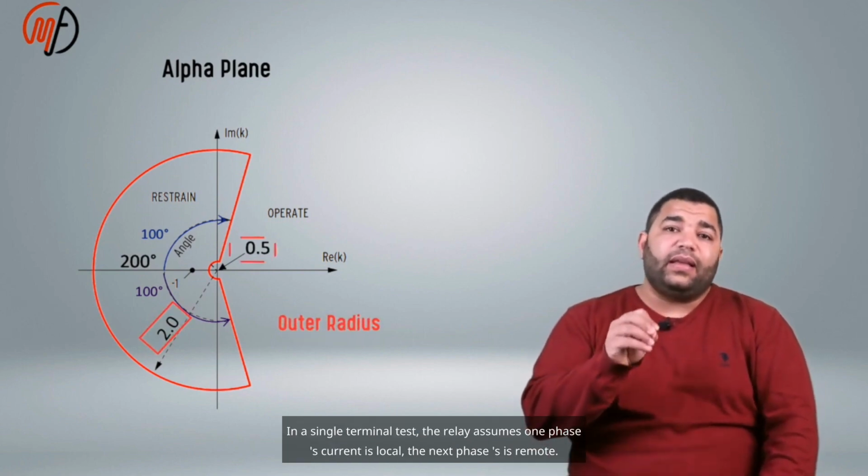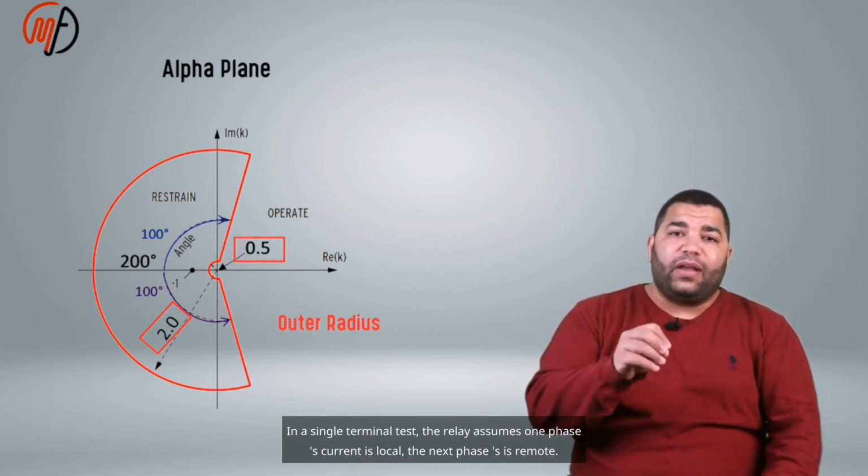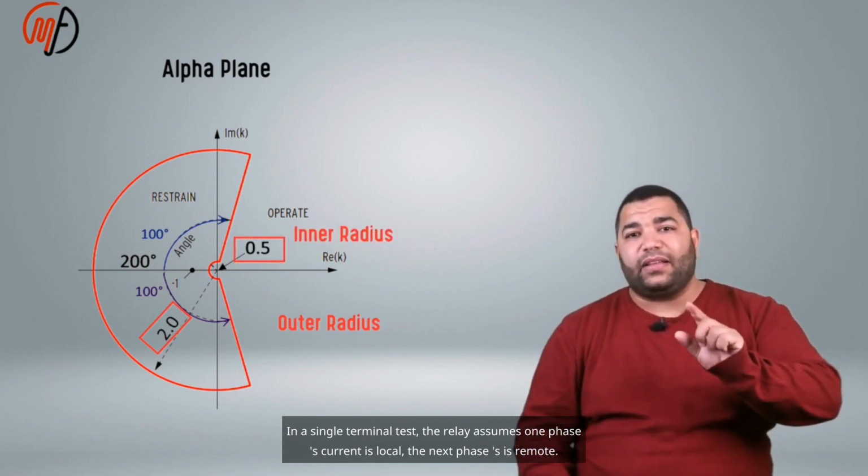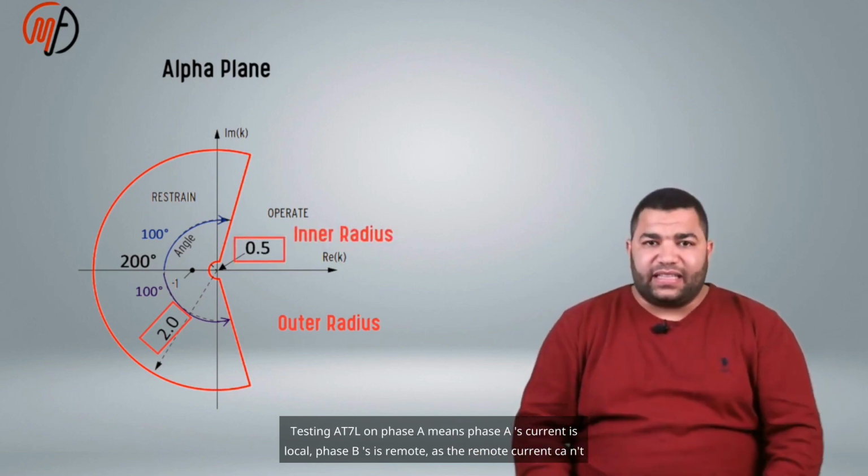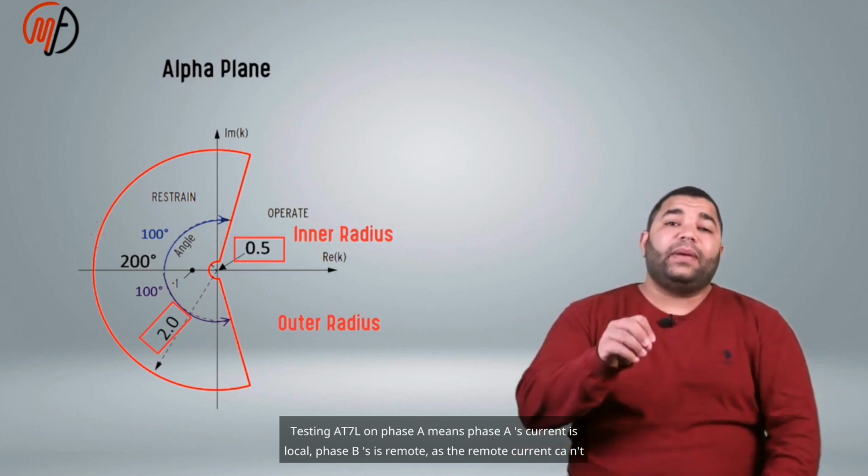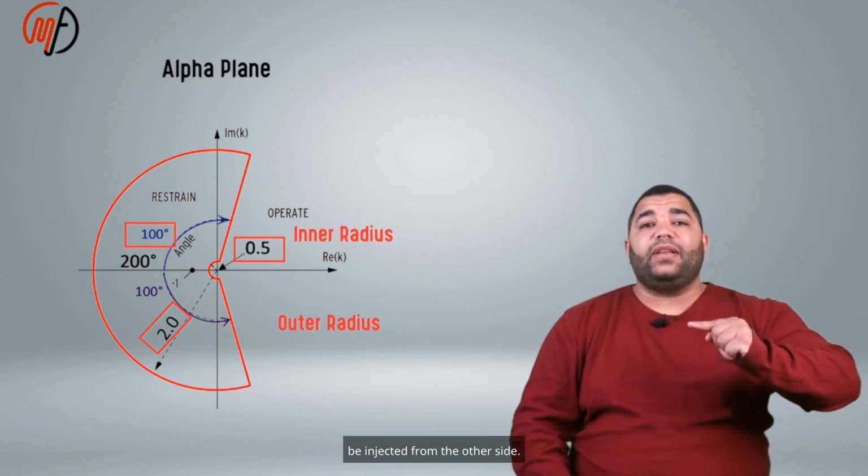In a single terminal test, the relay assumes one phase's current is local, the next phase's is remote. Testing 87L on phase A means phase A's current is local, phase B's is remote, as the remote current can't be injected from the other side.